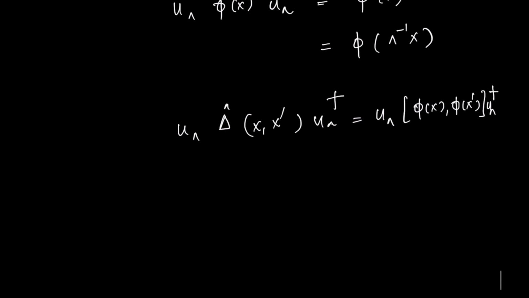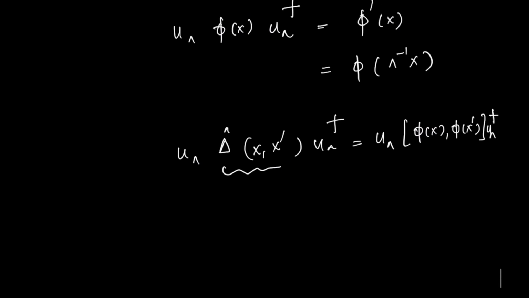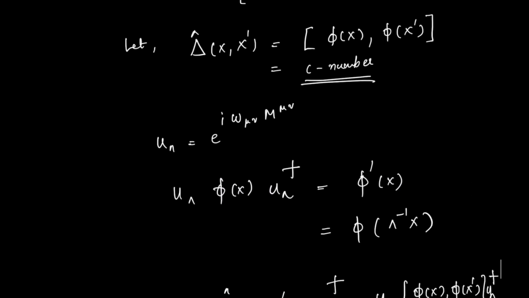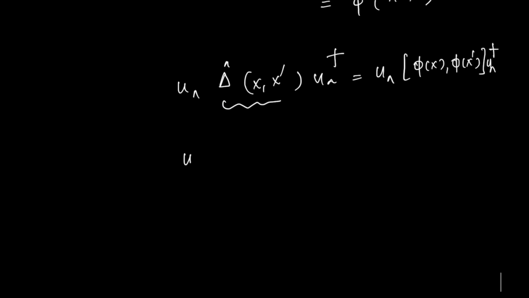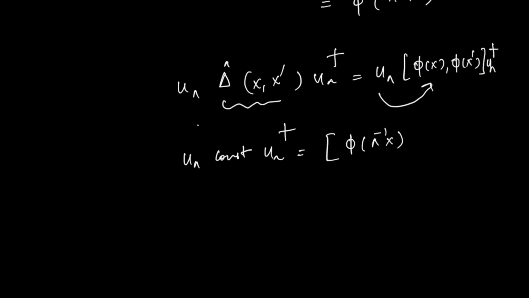But we know that the deviation is a constant or a C number, right? Therefore it will be U lambda, some constant, U lambda dagger. This is on the left hand side. Now on the right hand side, U lambda acting on phi of x gives you the Lorentz transformation. So I can write phi of, so this is the Lorentz transformation, and here it will be x prime.